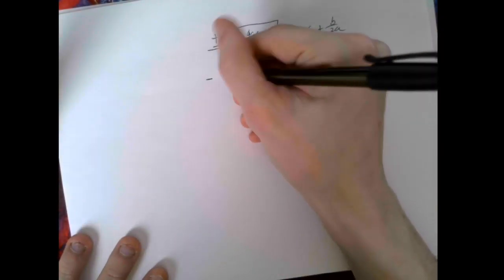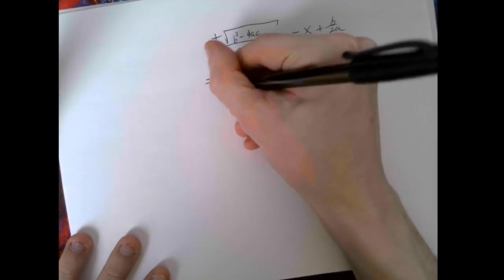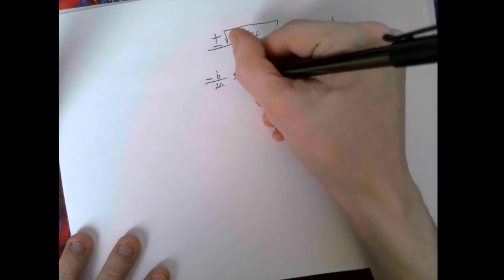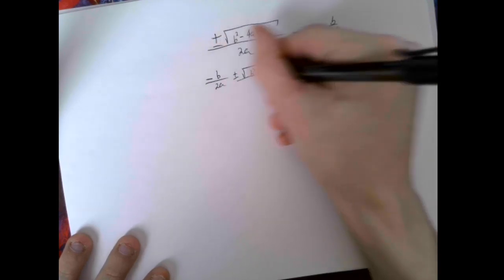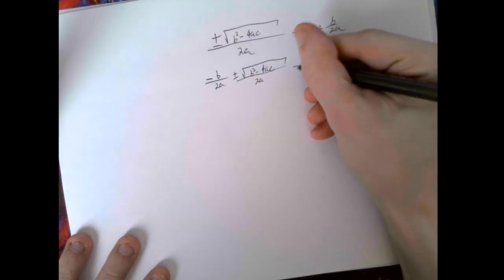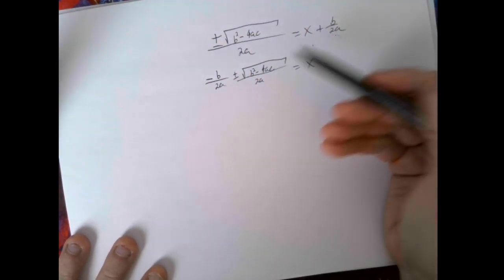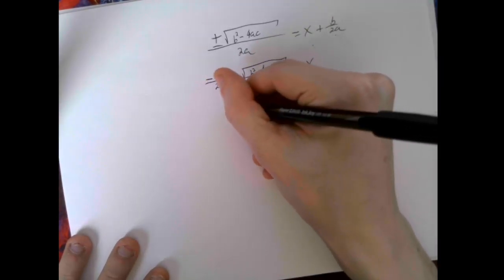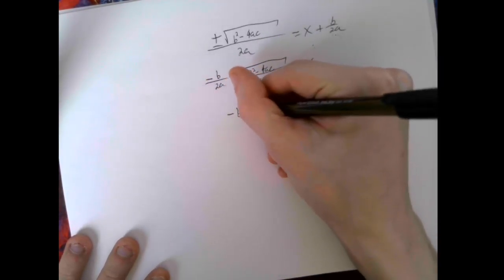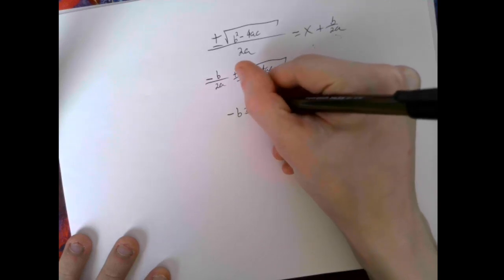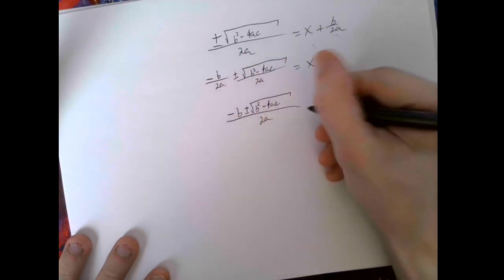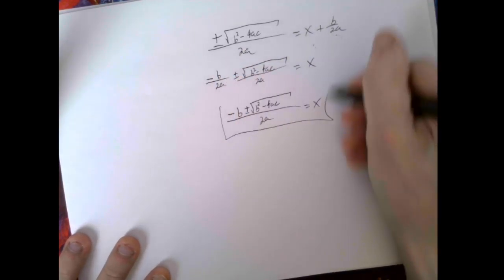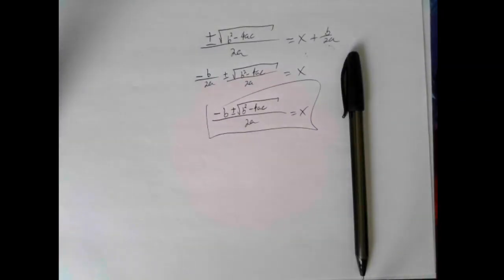So we get negative b over 2a plus or minus the square root of b squared minus 4ac over 2a equals x. And again, because these are common denominators, we can rewrite this all together as negative b plus or minus the square root of b squared minus 4ac all over 2a equals x. And then that is your proof of the quadratic formula.